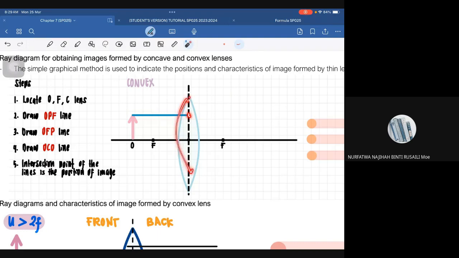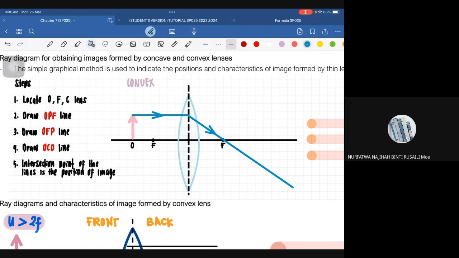Okay, this is a convex lens kan. So dia akan converge pergi point F. So dia akan go through point F. So dari sini kamu buatlah garisan. Pergi point F. So jangan lupa arrow, OP, and then go F. Okay. Bolehkah guys? Are you okay? Are you still here? Alright. So this is the first ray lah.